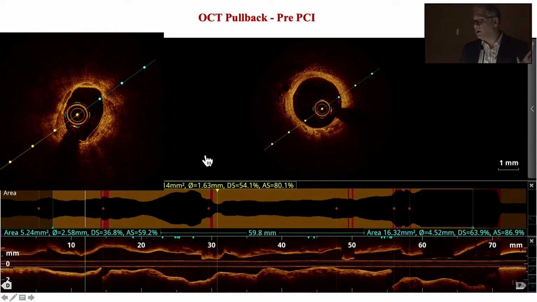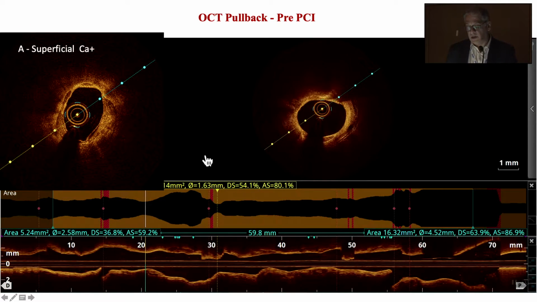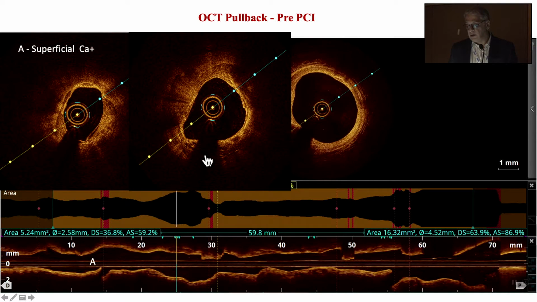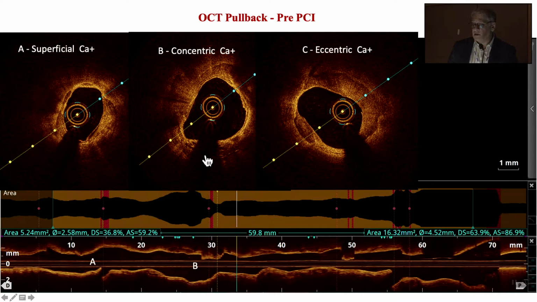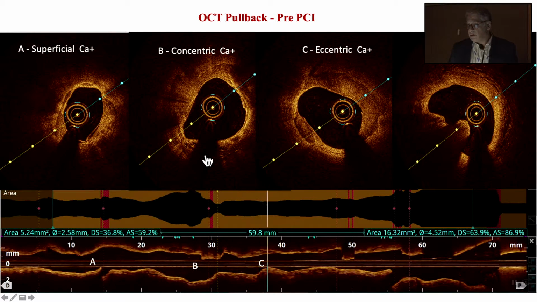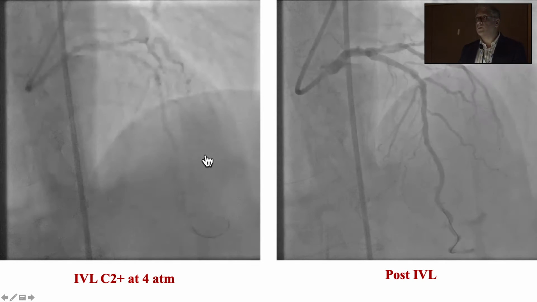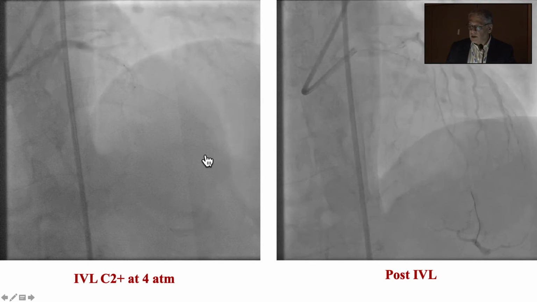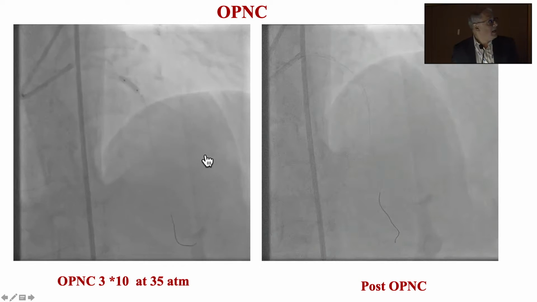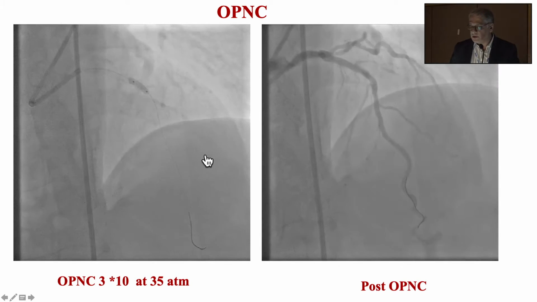And you'll see that this patient has a virtual buffet of the types of calcification you can see. You see superficial calcification, you see concentric calcification, you see eccentric calcification, and you see a nodule. So what did I do? I went ahead and applied intravascular lithotripsy. We had some opening of the LAD post the IVL, and I used a 3 millimeter OPN balloon. We got even more expansion.